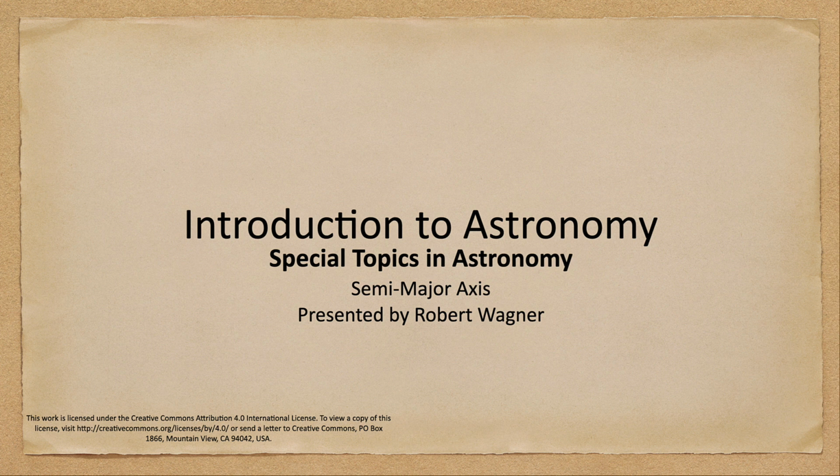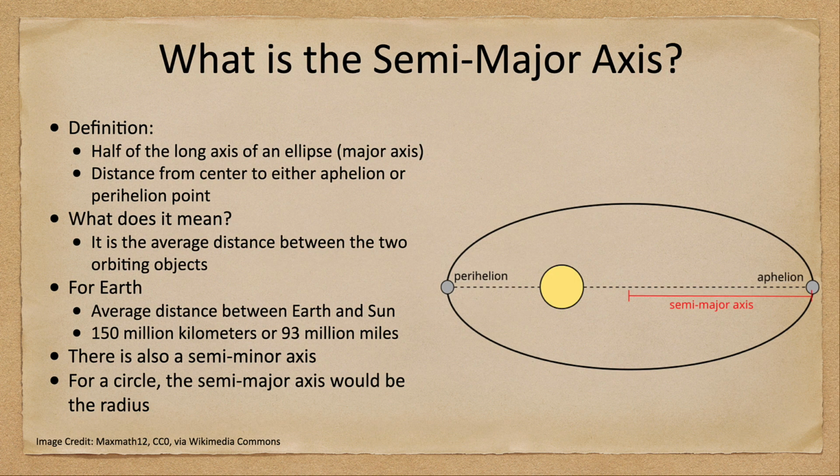In this week's special topic in astronomy, we are going to talk about the semi-major axis and find out what that means. So what is the semi-major axis? A semi-major axis is, by definition, half of the long axis of an ellipse. So the entire longest axis from here to here would be called the major axis.